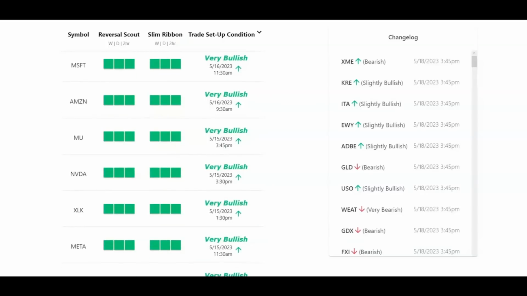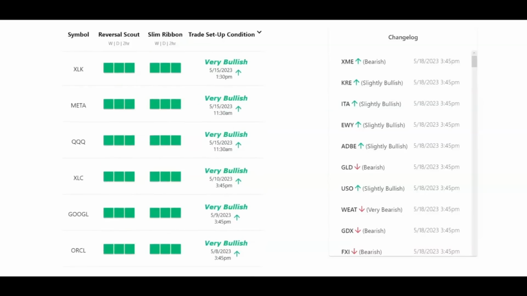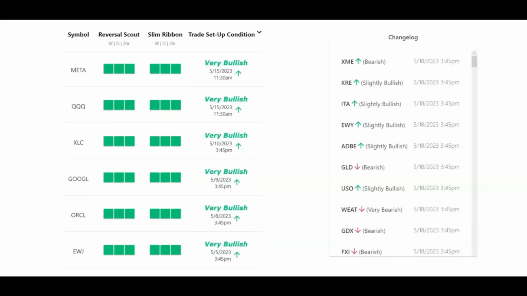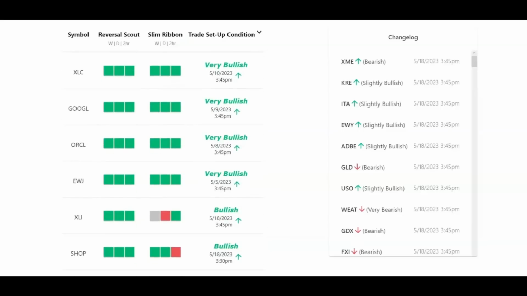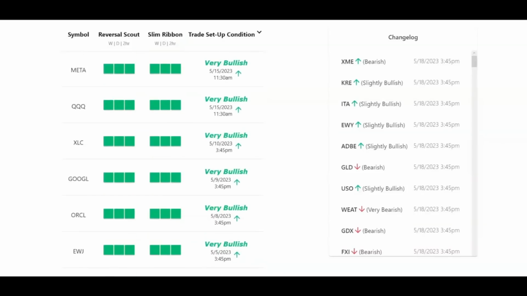And they were bullish and turned to very bullish 3 days ago on May 15th. Really good indications there. XLK, Meta, QQQ, XLC, the communications, Google, Oracle, and EWJ. Those are the ones that are in very bullish condition right there. And a lot of them have been there for a while.